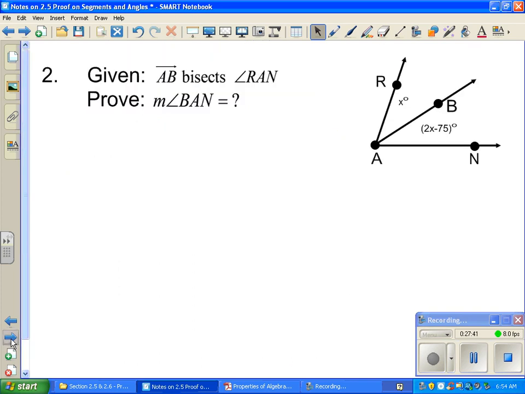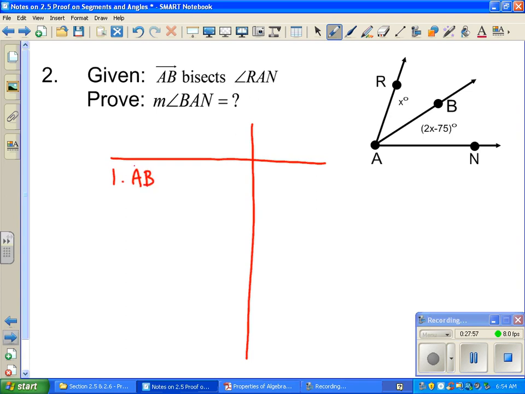So in this question, we're looking at 2 angles that are bisected, meaning that they make 2 equal angles, and we are used to that already because we have done quite a few problems that do that. So let's state our given. AB, the ray, bisects angle RAN, our given.